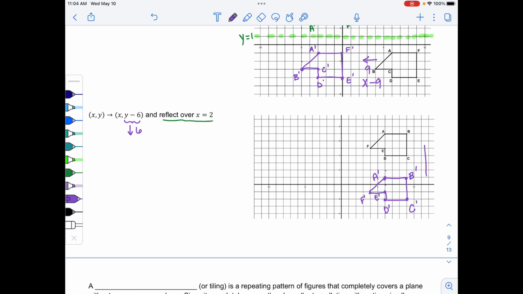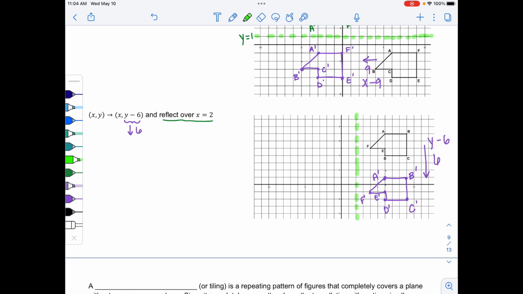So I have shifted each one of these down 6 units because of the y minus 6. Okay, the x didn't change, so I didn't shift it left or right. I just went down for this one. Then it's telling me reflect over the line x equals 2. So the line x equals 2 lives right here.